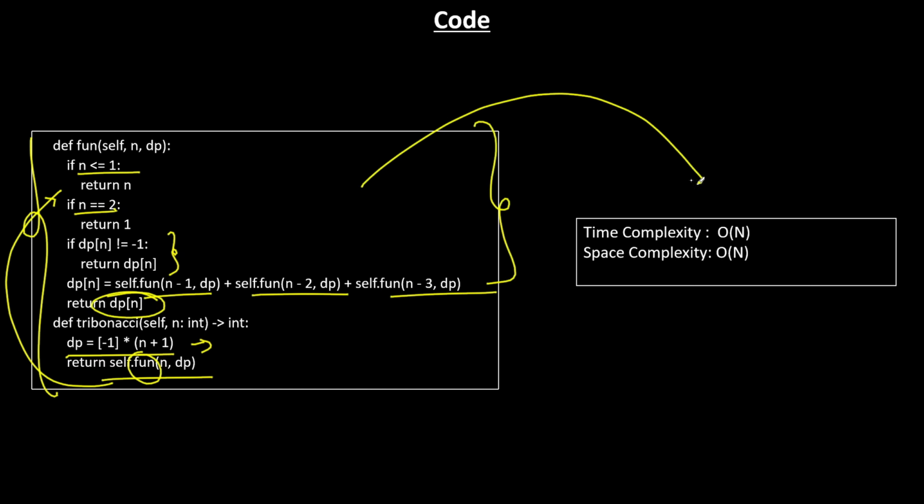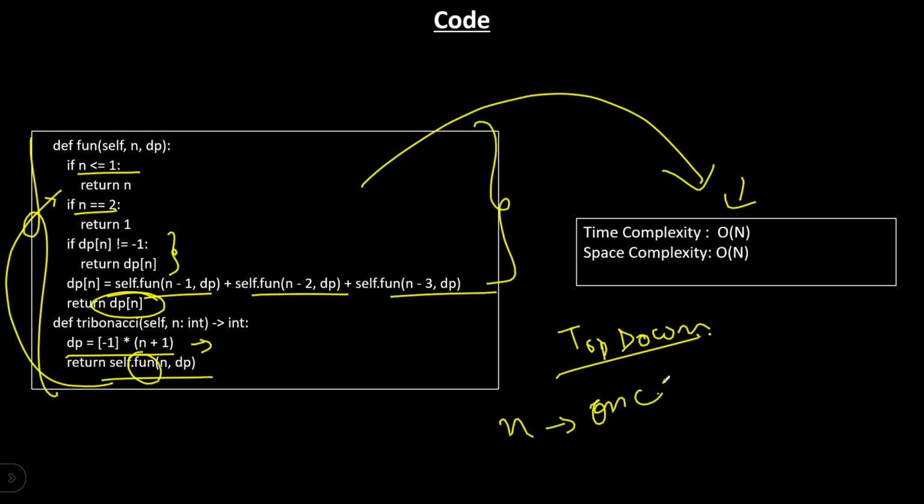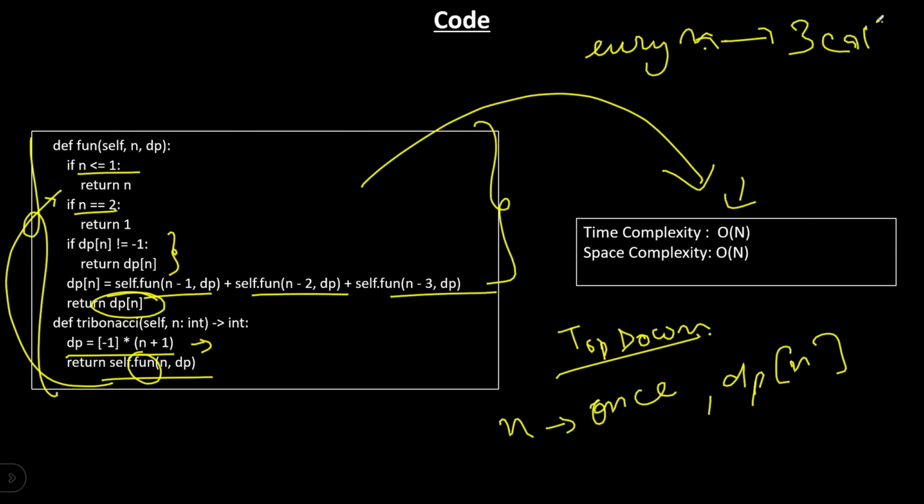Now, the time complexity is O of n, because first of all we are using a top-down approach, which is memoization, and each state n is computed only once and stored in DP of n. For every n, the function makes at most 3 recursive calls, which are n minus 1, n minus 2, n minus 3. But due to memoization, already computed states are not recomputed. That is why the time complexity reduces to O of n, since there are n states and each state takes O of 1 time after memoization.